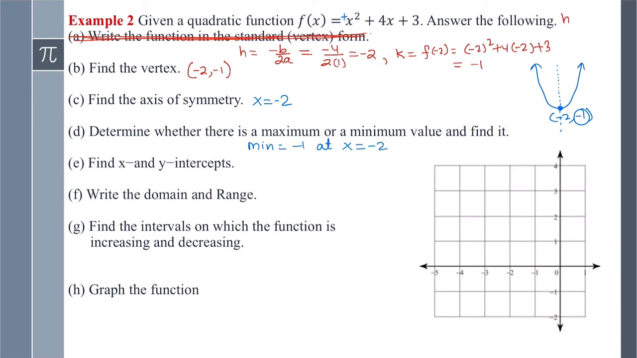Now again, the y-intercept is this coordinate here. So the y-intercept is 0, 3. Sorry, it's not -3, it's +3. And then for the x coordinates, we have to solve that quadratic equation. Let's go ahead and do that on the next page.